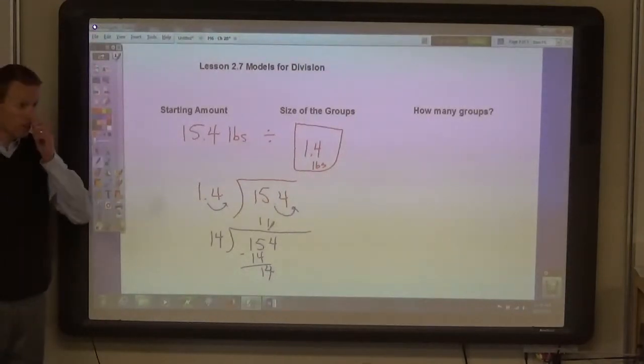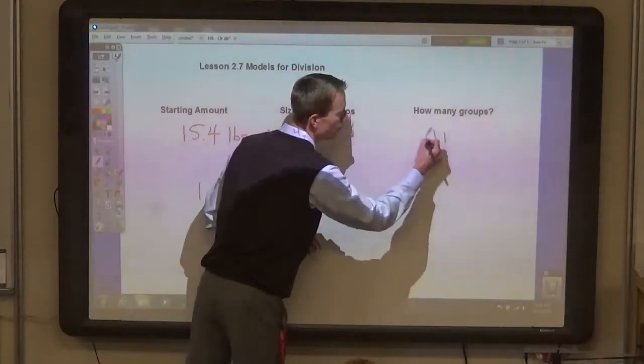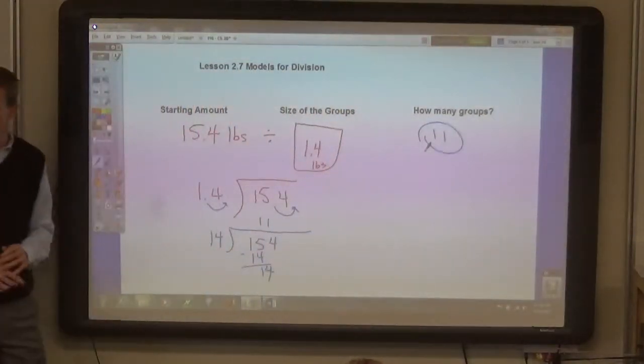How many containers can she fill? 11. Yep. 11 containers. Right.